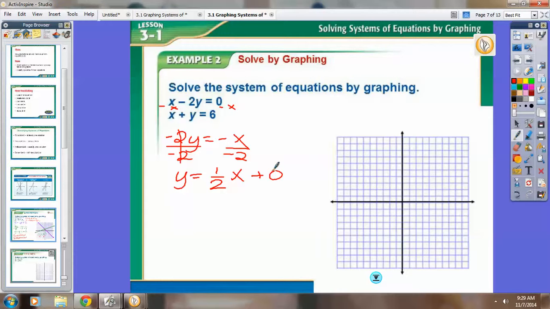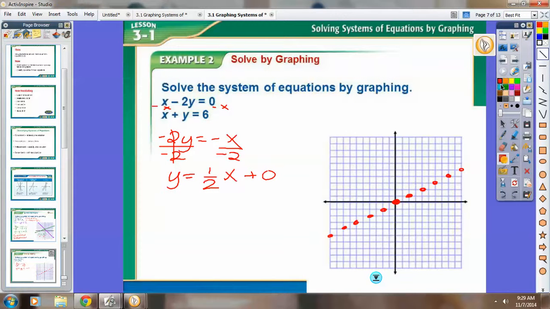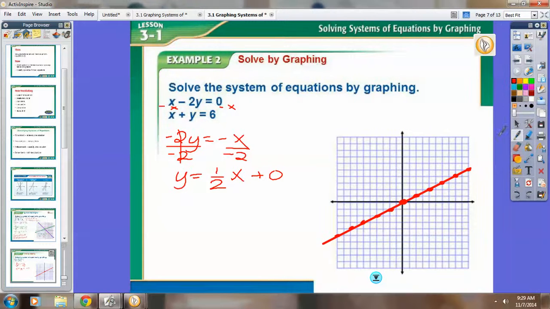So plot your y-intercept at 0. Slope is 1/2, rise 1 and run 2. Could also go down 1 and left 2. And draw in the line that goes through these points. Like I said earlier, I like to extend my line as far out as I can. Gives me a very detailed graph.